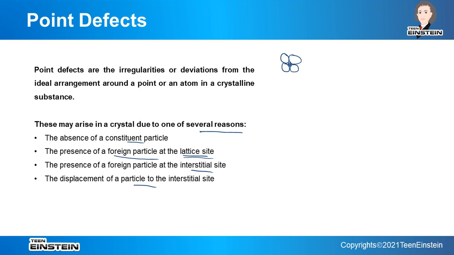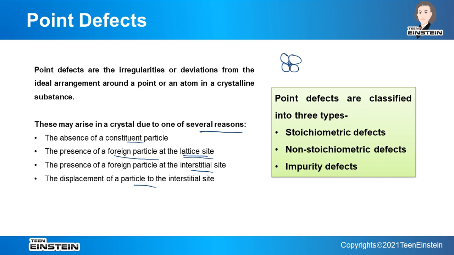Here we do not have any foreign particle. The particle which should be present at the lattice point is displaced to some interstitial site. That is also another probability, and it may be the reason for defects in a crystal. So point defects are classified into three types: stoichiometric defect, non-stoichiometric defect, and impurity defect.